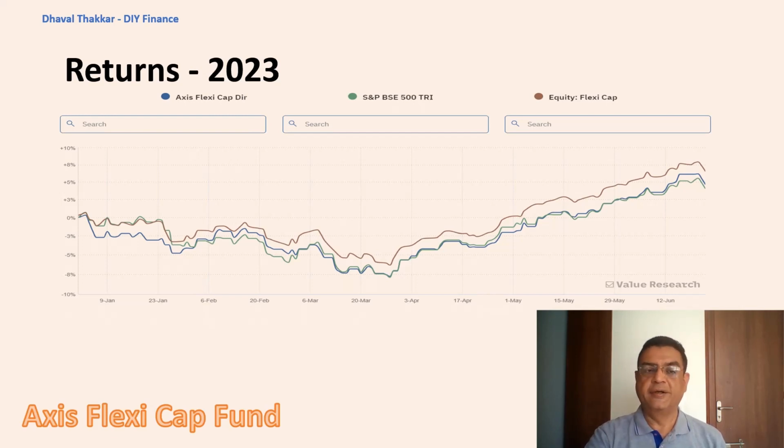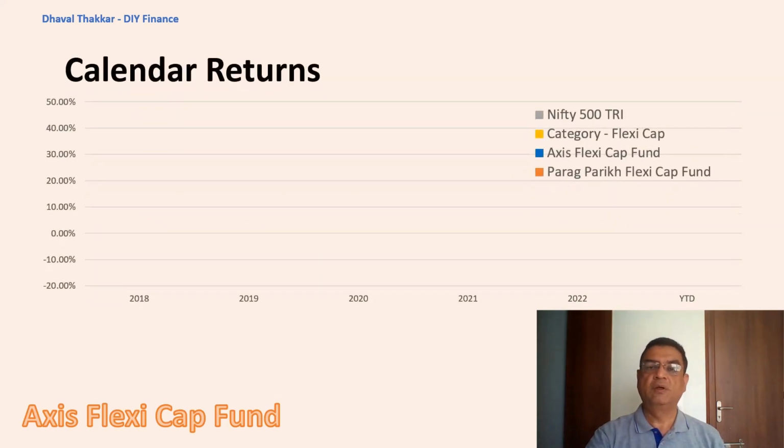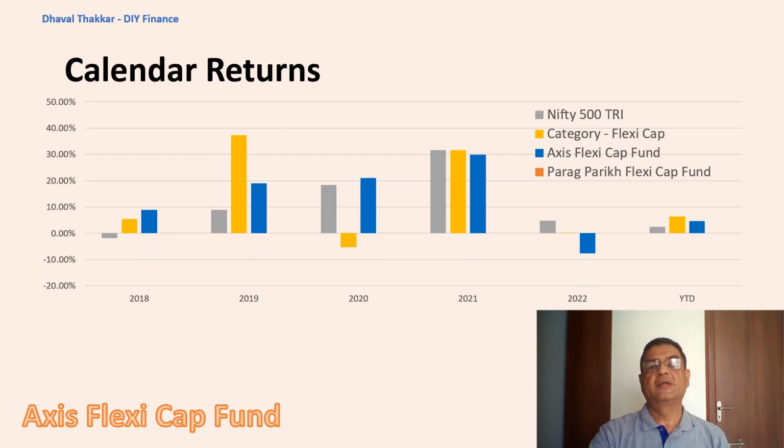So let's check the calendar returns. Here we have calendar returns data for 6 years, which we'll compare with its index and category average. As evident in the graph, the fund is able to beat its index and category till 2020, but not with a huge margin. But after that, the underperformance has started, and in the last 2 years and first 6 months of 2023, it has performed quite poorly as compared to its index and the category. This extended underperformance of more than 2.5 years has affected the overall returns of the fund.